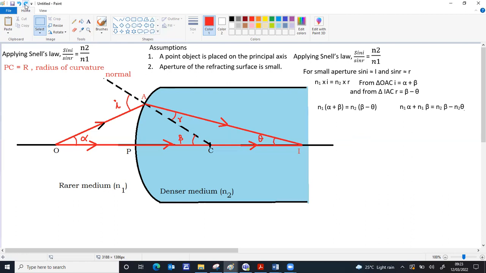So that will give you n1 alpha, already here, n2 theta come to the left, n1 beta go to the right. So take beta common out from both, left side remains the same.